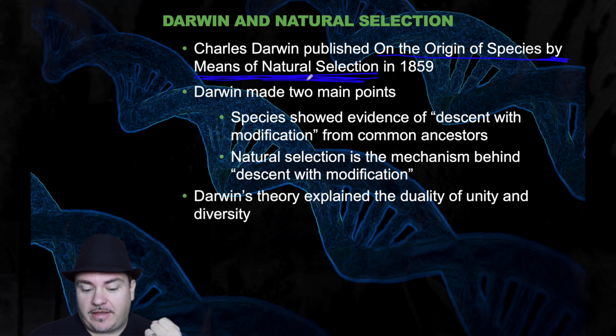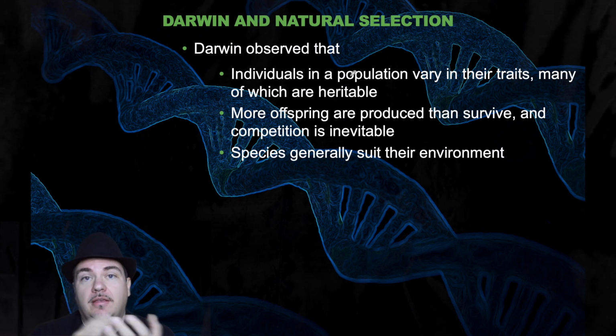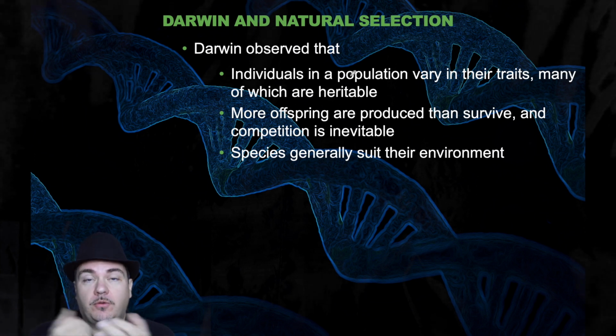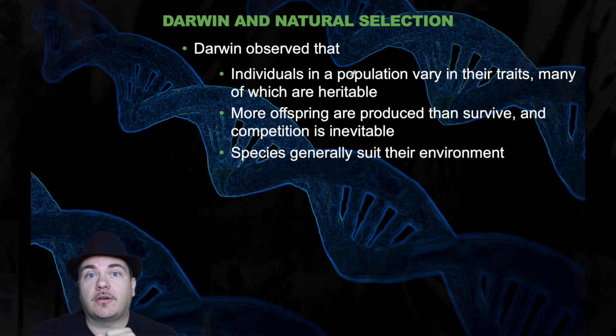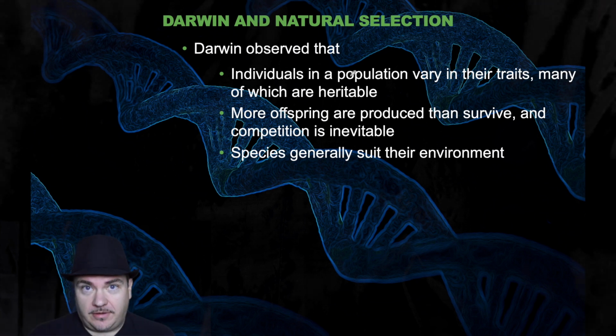How does it happen? Through natural selection. So Darwin was traveling around the planet and making observations about the living organisms and deceased organisms that are on this planet. Observation is a key skill of a scientist. All scientists need to be able to observe things.